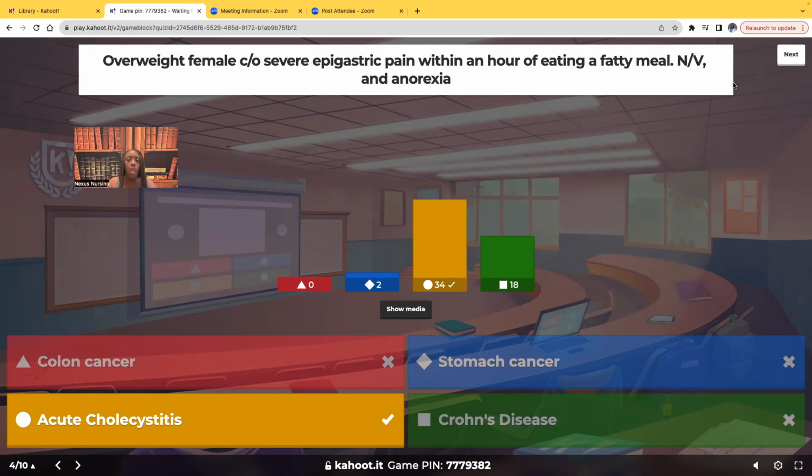So, anyway, what we're going to suspect is acute cholecystitis. Chole, gallbladder itis, inflammation of the gallbladder. And that makes sense because if you think about it, what does the gallbladder hold? Bile. What does bile break down? Fat, right? So the more fatty meals the person eats, the more they're making their gallbladder work. So it makes sense that the patient's going to have severe pain in that epigastric area within an hour after eating a fatty meal because they're making that gallbladder work, right?